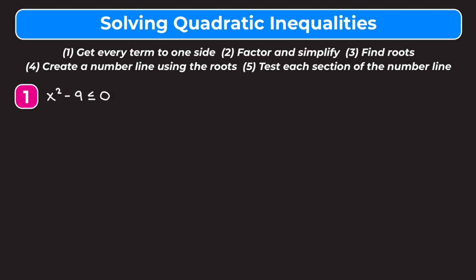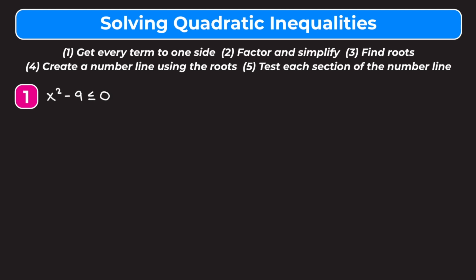So our first step when solving quadratic inequalities is to get every term to one side. And in this problem, we already have both of our terms, our x squared and our minus 9, on one side. So we're going to move on to step 2, which is factor and simplify. So what we want to do is factor the left side of our inequality.